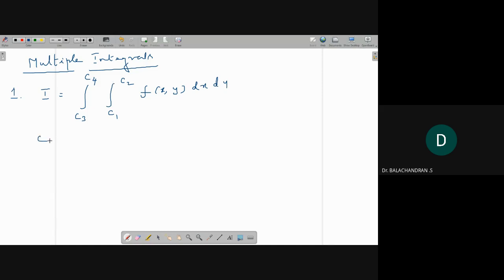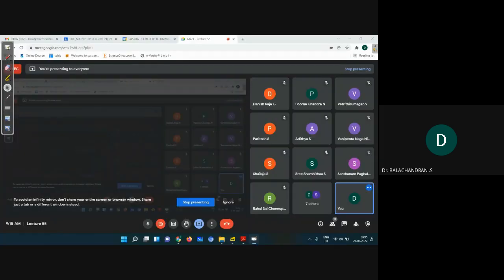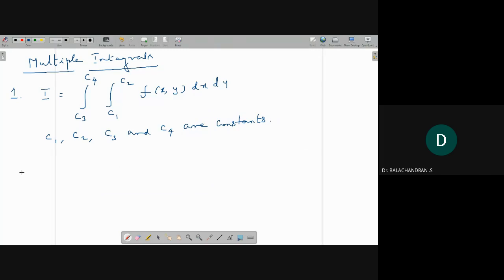So here c1, c2, c3, and c4 are constants. So I is equal to, you can write, actually this means you can easily find the limits for x. So x varies from c1 to c2, that is the inner limit, and y varies from c3 to c4. Okay, here the order of integration is immaterial.